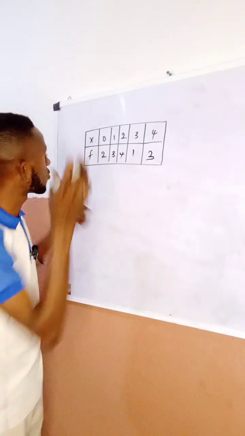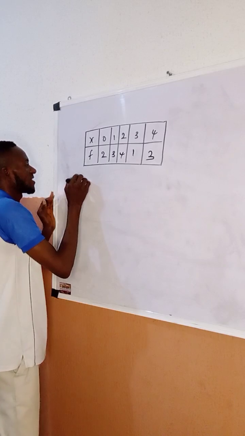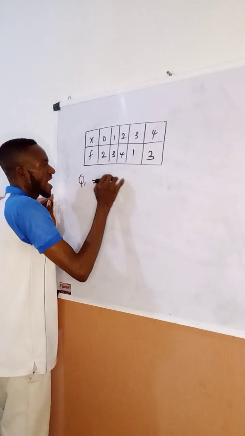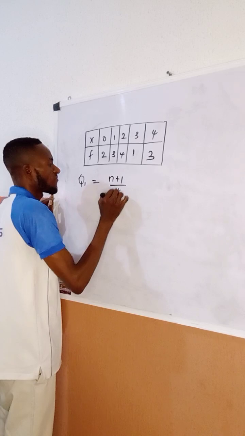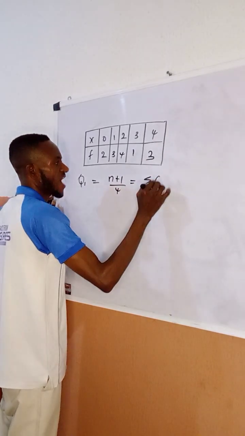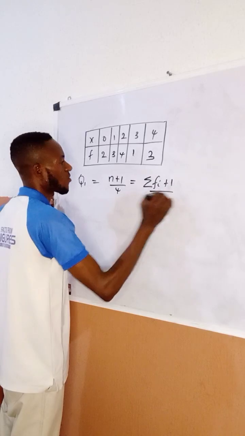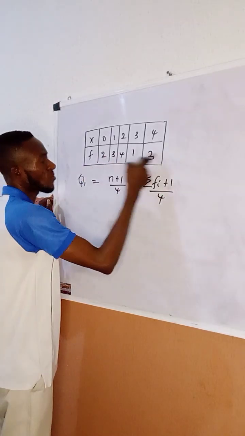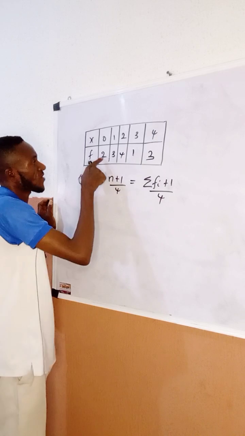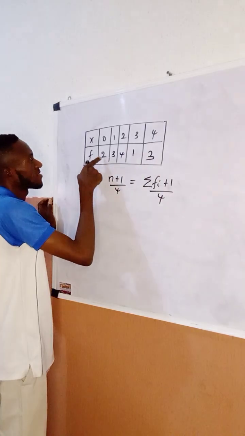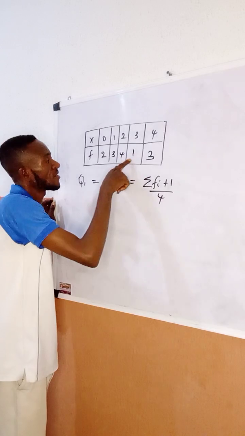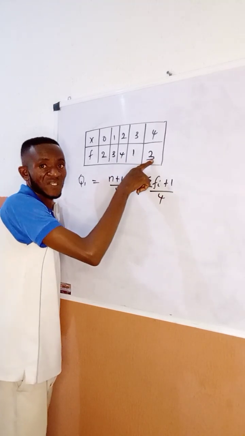So what I'm going to do quickly is to come here and say that my Q1 is going to be given as N plus 1 all over 4, which can equally be written as summation of fi plus 1 all over 4. So I can sum all my frequencies here to be able to know how many they are. Summing all these frequencies, 2 plus 3 is 5, plus 4, 9, plus 1, 10, plus 3 is 13.